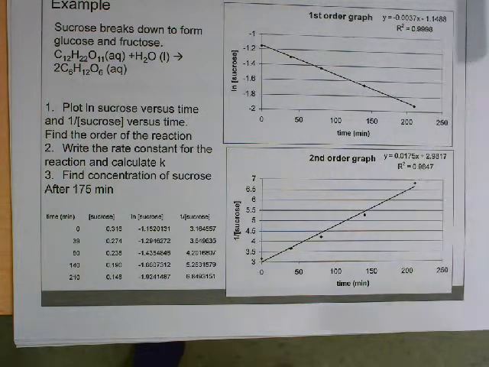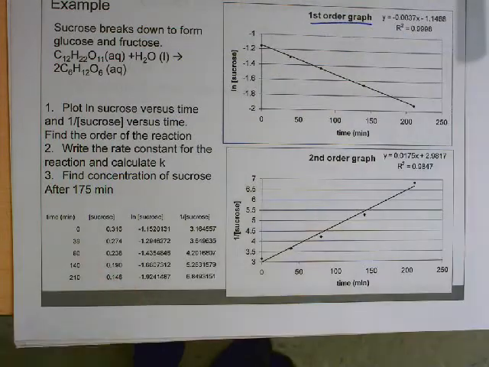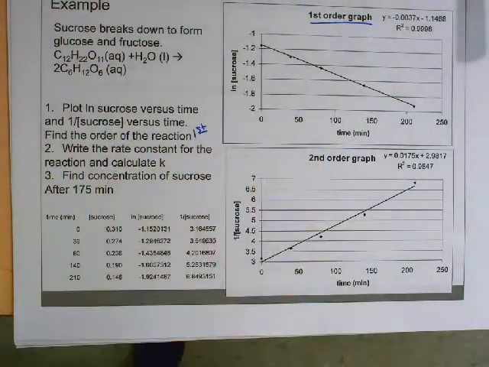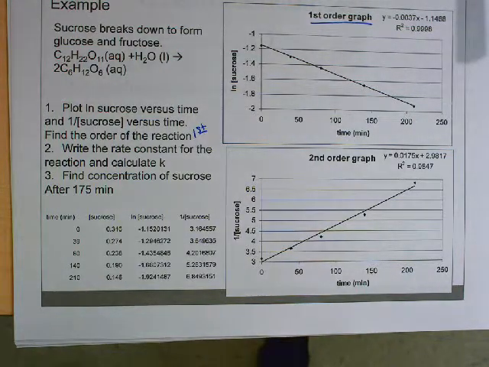Looking at my 2 graphs, which one is the better fitting data? The first one, right? So it's most likely a first order reaction. The answer to this is a first order reaction. Alright, so now I know it's a first order reaction based on my graph.